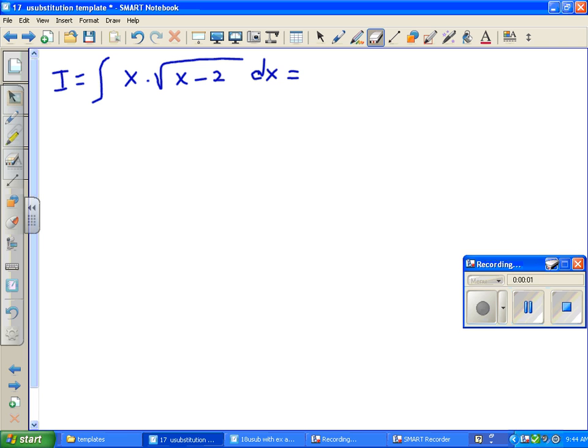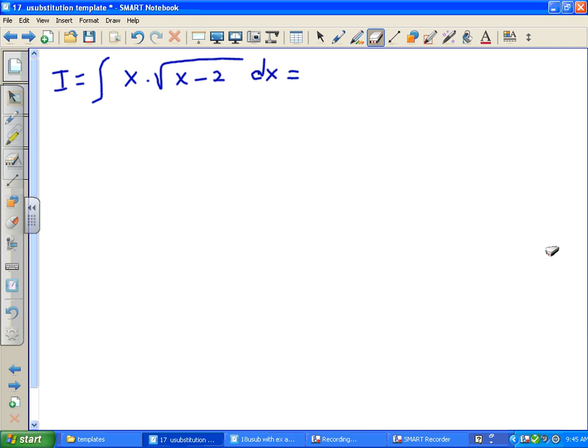So here's another example on U substitution. This one is a little bit unusual, and you'll see in a little bit why I say that. So our job is to integrate x times the square root of x minus 2. Any thoughts on how we should get started?